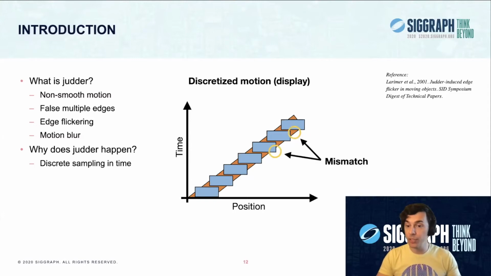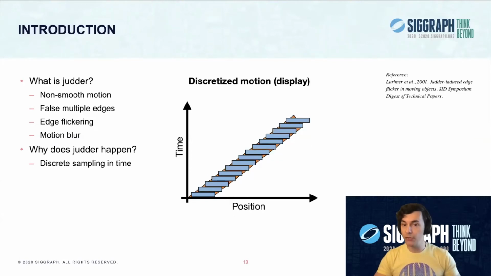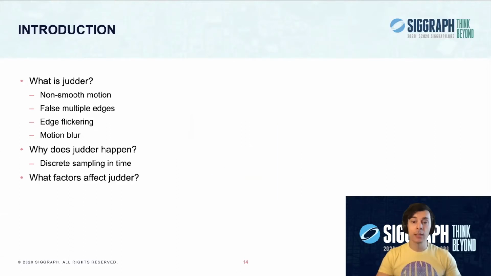And in fact, there are some mismatches there where the bar should have been, but wasn't, or where it wasn't, but it actually should have been. So essentially, this is an artifact that happens because of the differences between the discrete and continuous cases. Now, intuitively, if we increase our frame rate, we could potentially get a better representation of that motion and thus less of a mismatch. So what follows then is, what are the factors that affect judder?